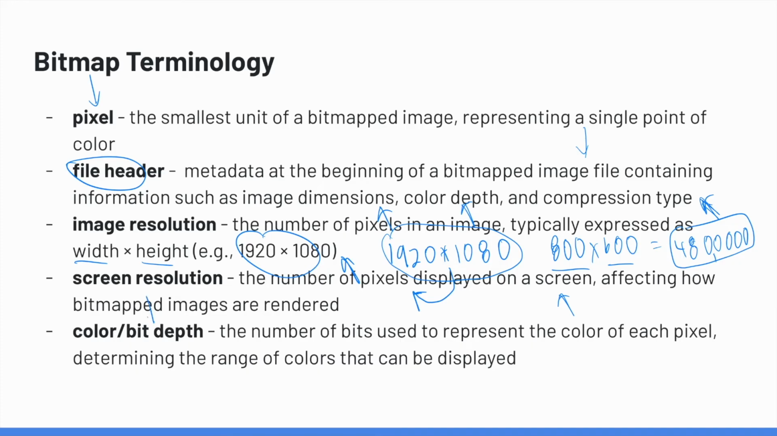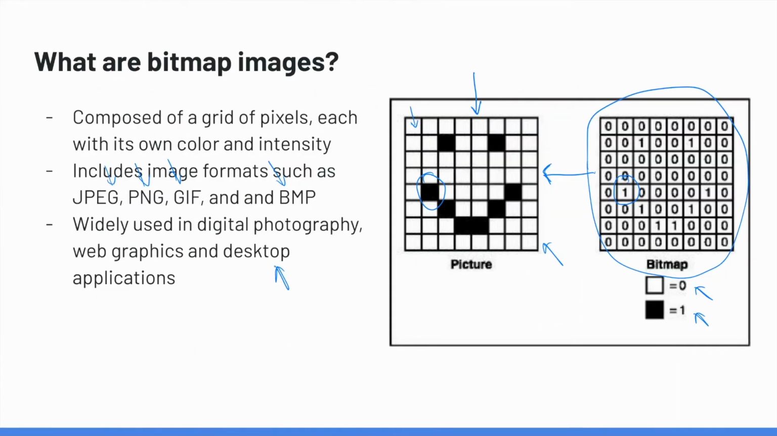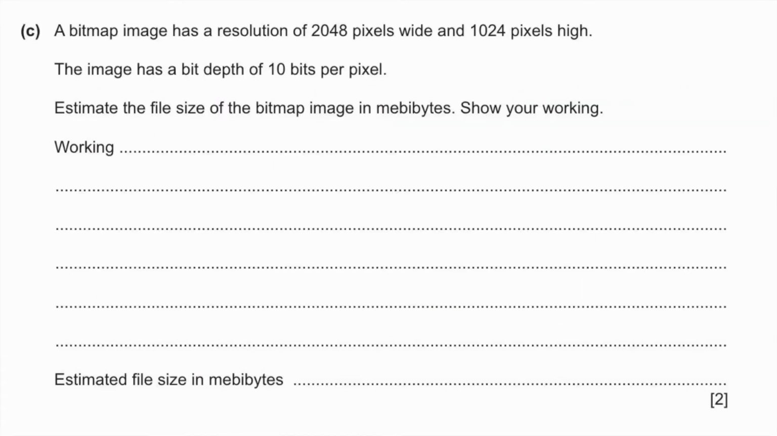And finally, we have bit depth. And bit depth is just the number of bits used to represent each pixel. So for example, here we had a bit depth of 3 because we could use 3 bits to represent the colors in each pixel. And here we had a bit depth of 1. So now that we know that information, let's go ahead and solve some A-level problems using what we know.